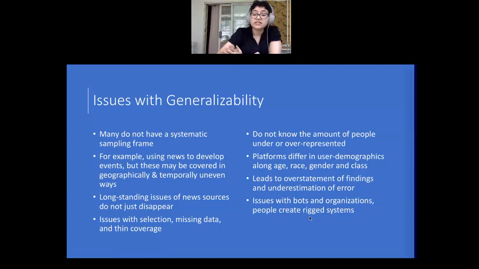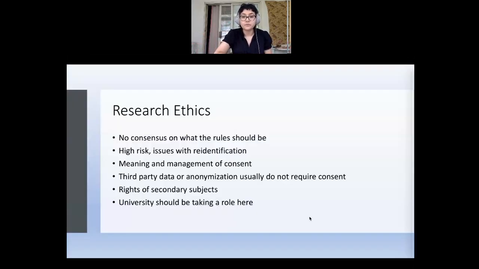And like I talked about in the previous study, we have issues with bots and organizations that can create rigged systems. Sometimes bots are trying to manipulate things, and there's this assumption that there's a user behind each platform that is authentic, that is not trying to manipulate the space of the platform, but is just communicating, and that's not always true, right?